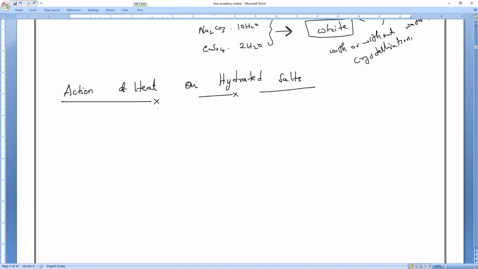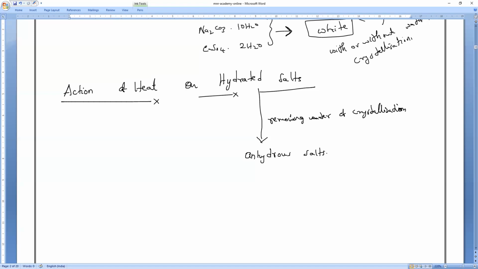So by loss of water, do you know what changes will take place? The hydrated salts lose their regular shape as well as color, and they become colorless, powdery substances. That is why, after removing the water of crystallization, it is called action of heat on hydrated salts. What do we call them? Anhydrous salts.